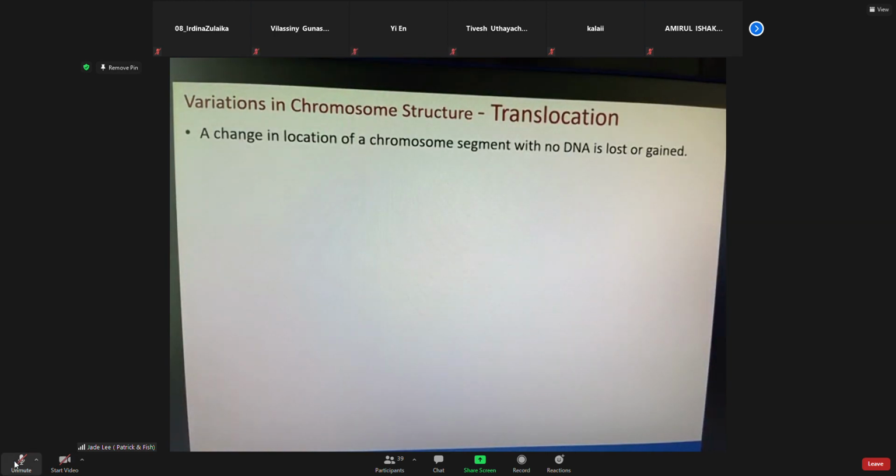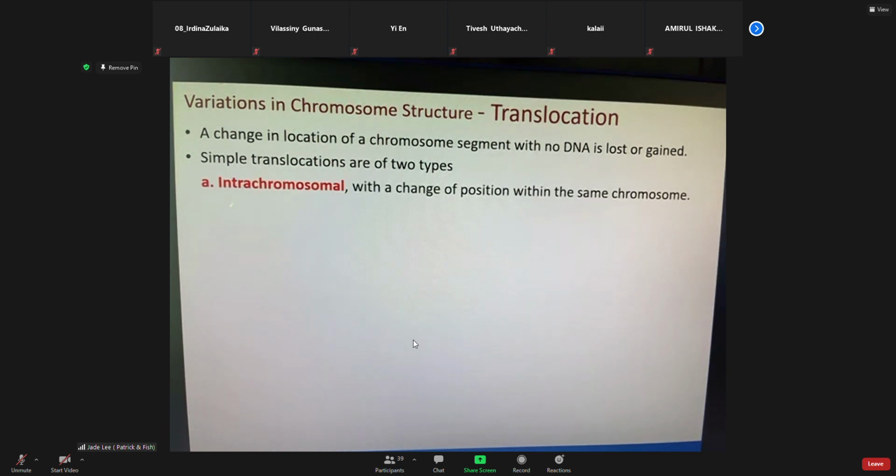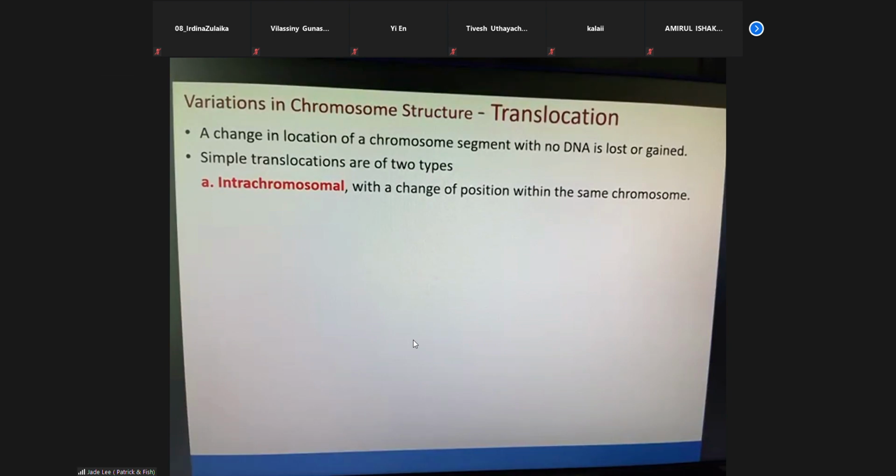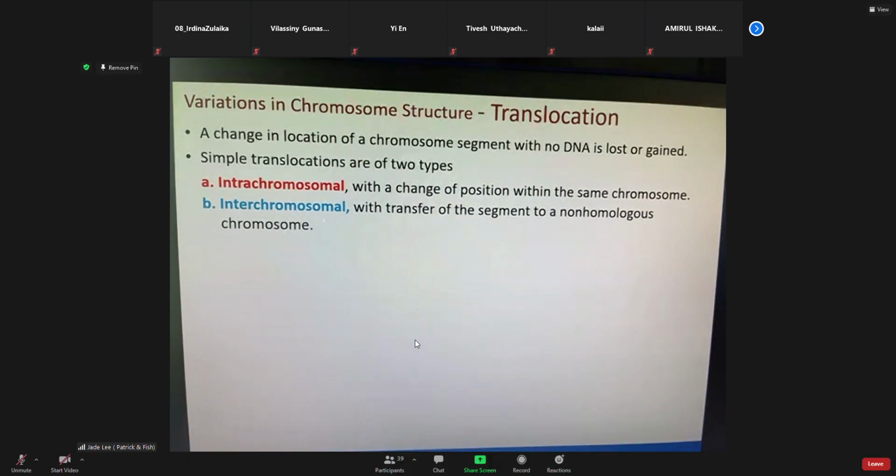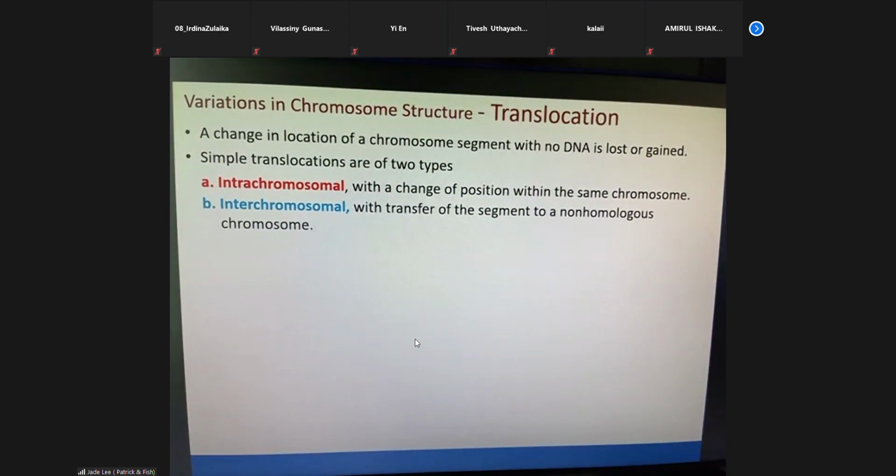Now translocation. So it's a change in the locations of a chromosome segment with no DNA is lost or gained. Dia cuma tertukar tempat saja. Okay, so simple translocations have two types. First is the intrachromosomal, with a change of position within the same chromosome. Dia pada kromosom yang sama. Okay, ataupun interchromosome, whereby transfer of the segment to a non-homologous chromosome. Maksudnya mungkin daripada kromosom 1 kepada kromosom 5 macam tu, which is they are non-homologous.